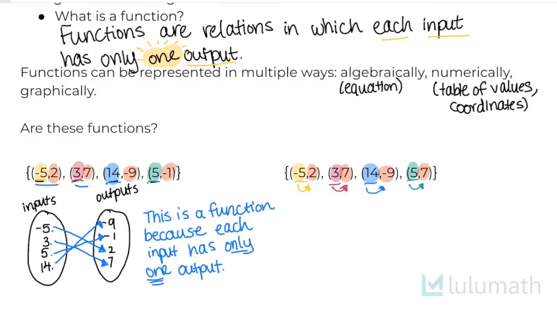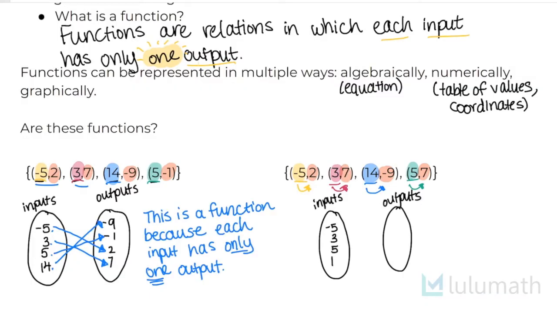Again, seeing it in a mapping might make it a little bit easier as well. So again, I have my inputs and I have my outputs. Just like we had before, since my inputs are the same, in numerical order it would still be -5, 3, 5, and then 14. But now my outputs do not include this -1 here.